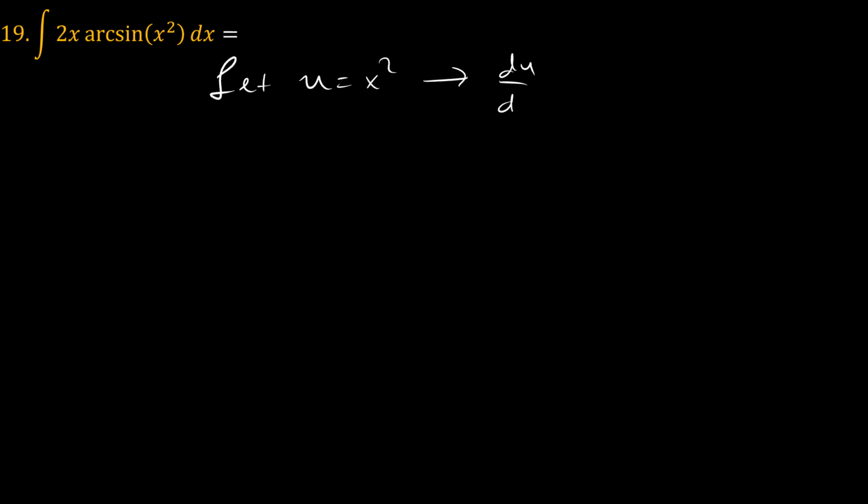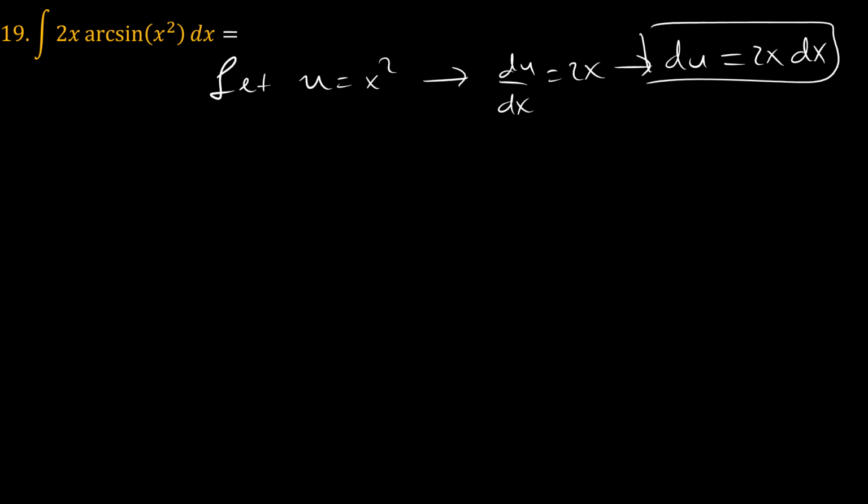Okay. Problem number 19, the indefinite integral of 2x times the arcsine of x squared. I think it will be fun to just substitute by saying let u be equal to x squared such that du/dx is equal to 2x, meaning that we can use du to substitute for 2x dx.